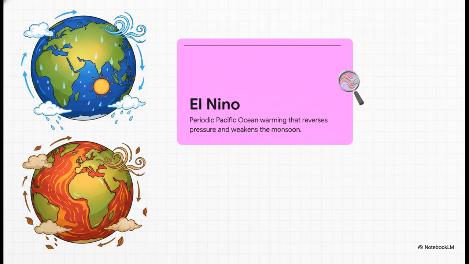You absolutely need to know about El Niño for your test. Usually, there's high pressure in the Pacific Ocean and low pressure in the Indian Ocean, which pushes all that great rain toward India. But during an El Niño year, the tropical Pacific mysteriously warms up, and those pressure zones actually reverse. When this happens, the monsoon winds get weakened or delayed, which results in significantly less rainfall for India.